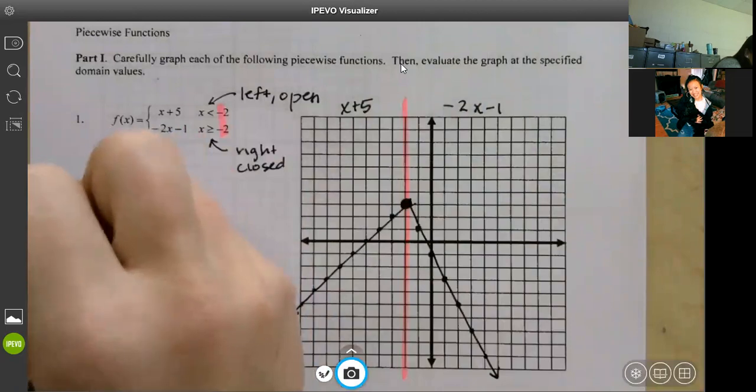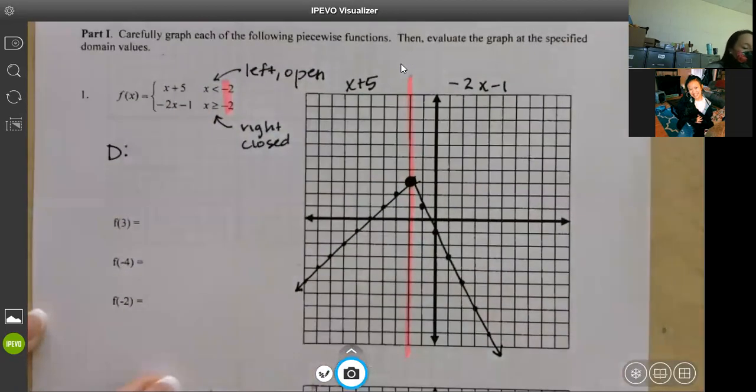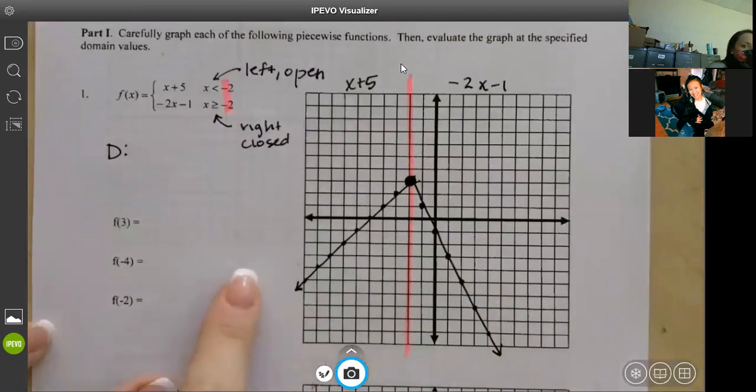So our domain, remember, our values from left to right. On the left, as we move across, what do we see?